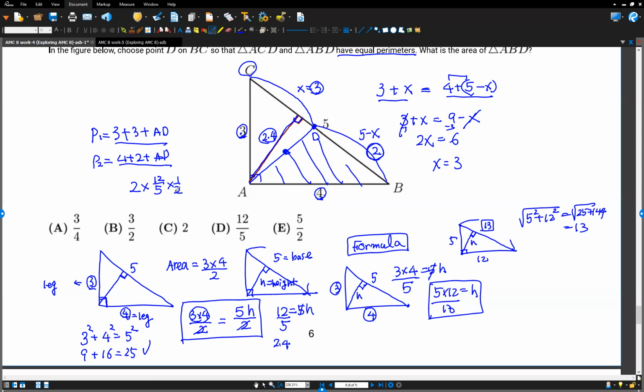Or 2 times the height 2.4, divided by 2. How much is this one? The 2 is out, just 2.4. So which one has 2.4? This one? No, this one is 2.4, right? Choice D is the answer. Can you guys do this one by yourself? You can do that, right?